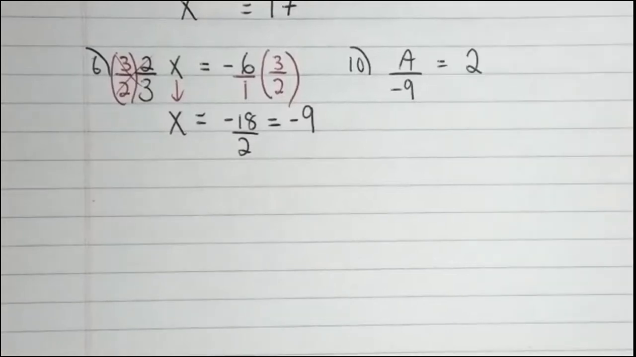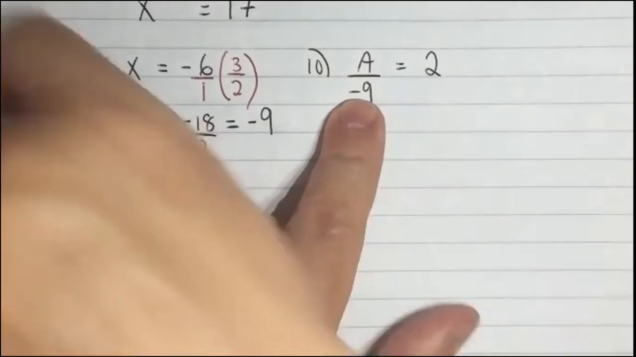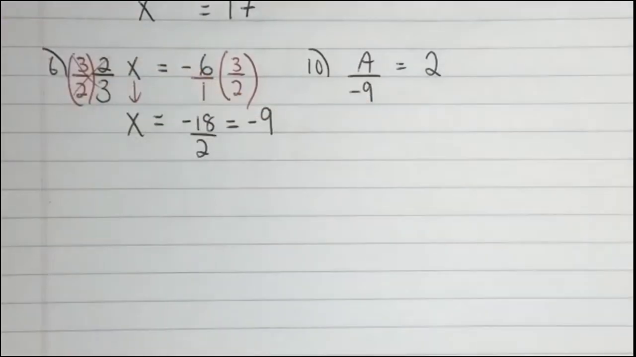So what's happening on this problem? You have your A, it's being divided by a negative 9. So I will have to undo the division.